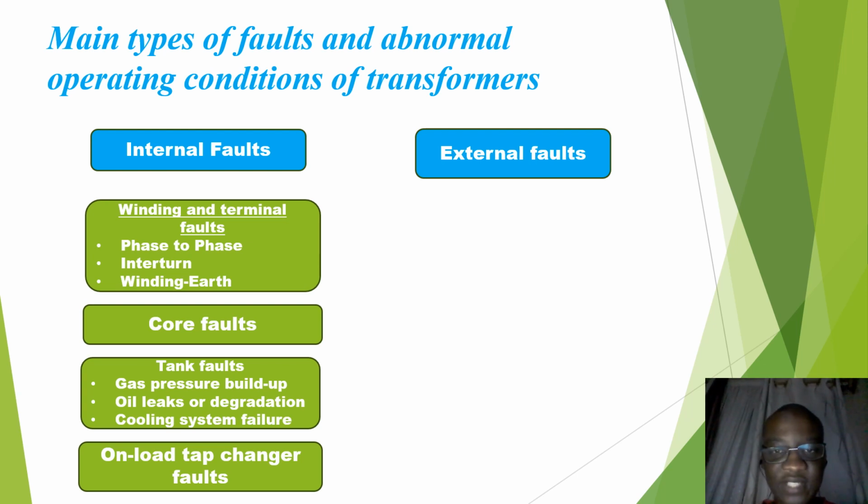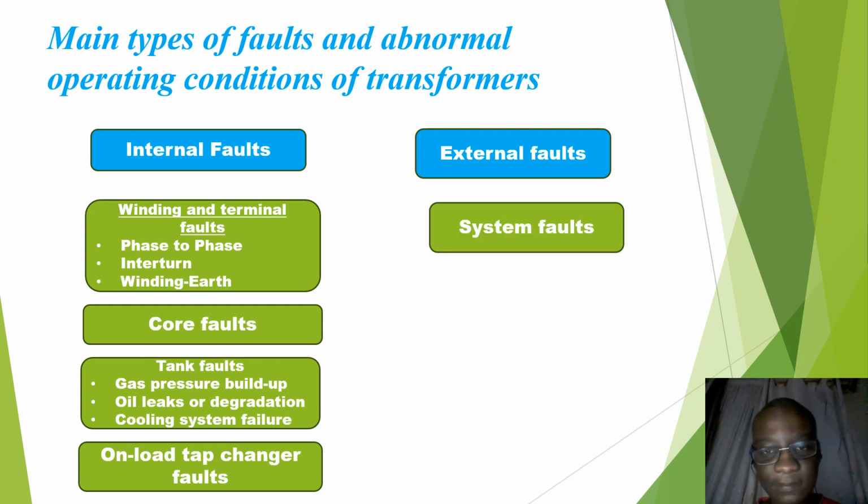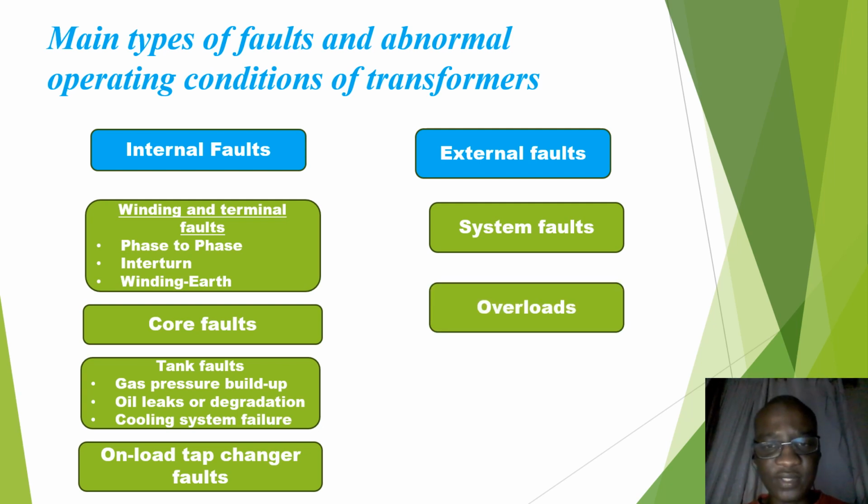But in the case of failure of such equipment, our transformer works to isolate the damaged or faulty areas. They can be classified as system faults and overloads. These system faults and overloads cause heavy fault currents, high currents, and they also cause heat to be generated in our transformer.